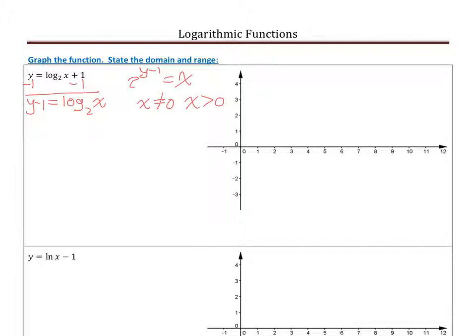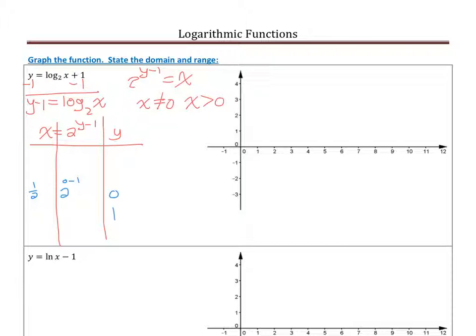Alright, so let's create a table. We have x equals 2 to the y minus 1, and we have some y values. Again, we're going to treat the y like an input, it just makes our life easier. Okay, so let's pick a nice value like 0. We've got 2 to the 0 minus 1. That's all up in the exponent. So that would be 2 to the negative 1, which is 1/2.